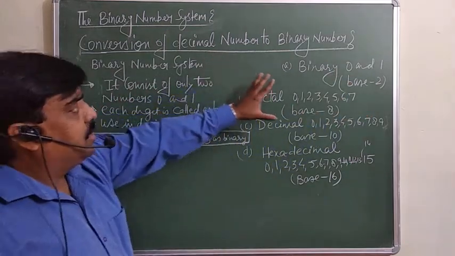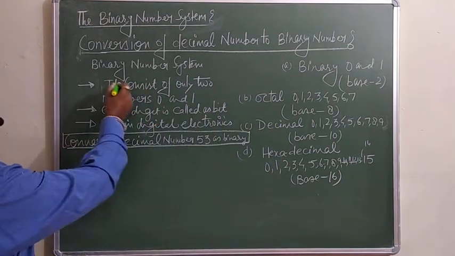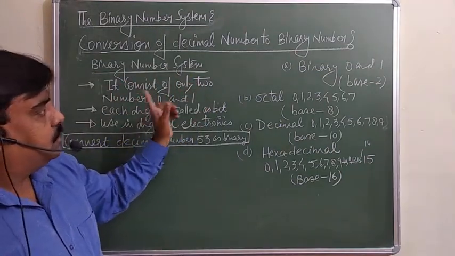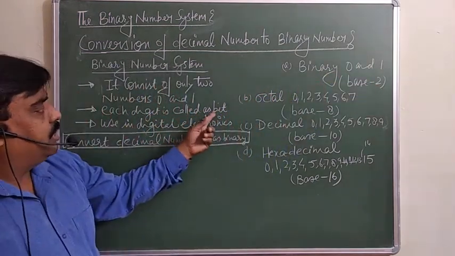Now the question is, how can you change a decimal number into a binary number? See, the binary number system consists of only two digits, two numbers, 0 and 1. These 0 and 1 are known as a bit.